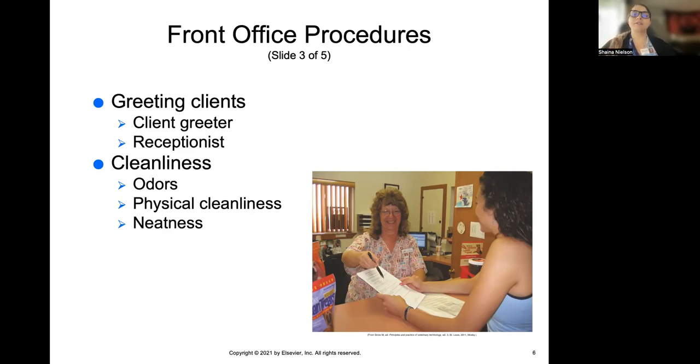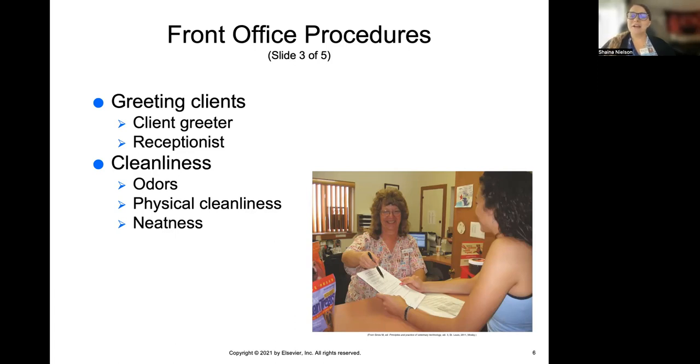And this is going to be the receptionist. They're the front line of the hospital. They're the first people that clients will have contact with, and the last when they're invoicing out. And it is important that the lobby is clean at all times. It needs to be clean and free from odors, tidy and neat.